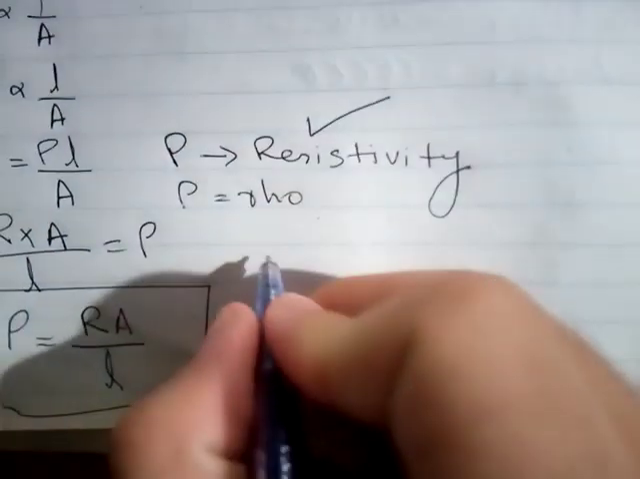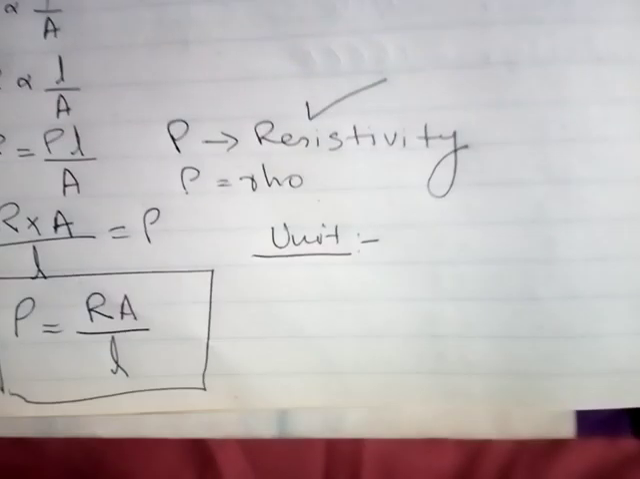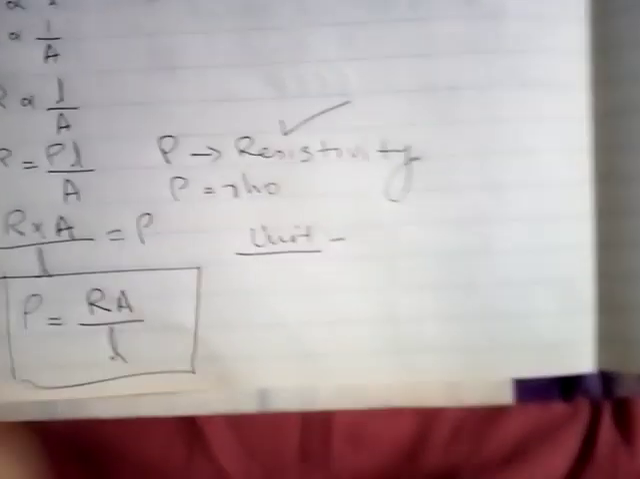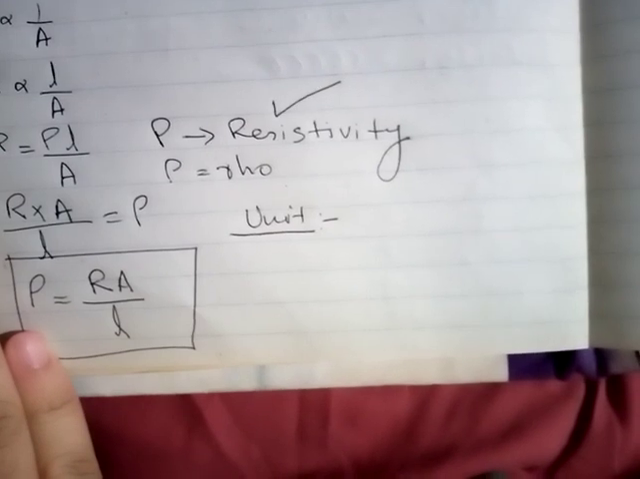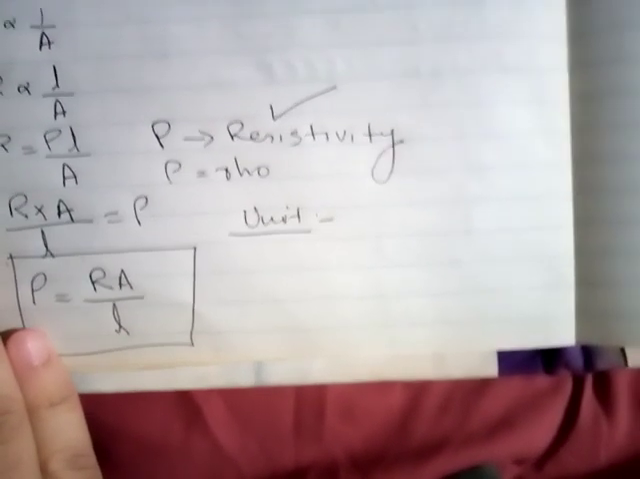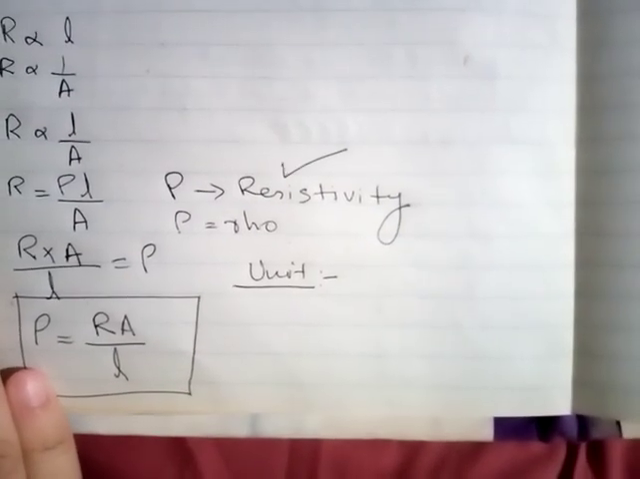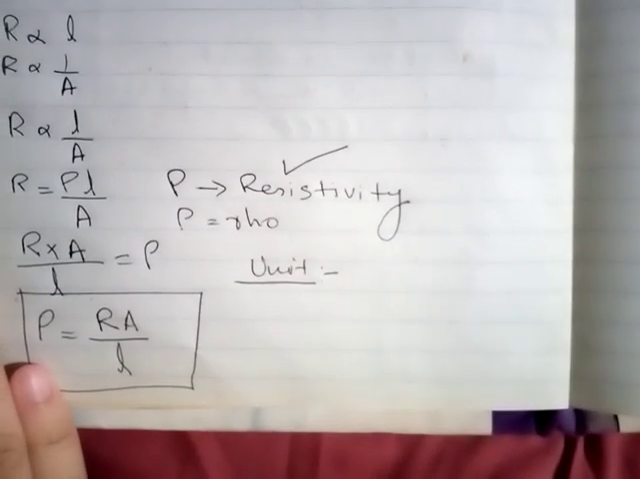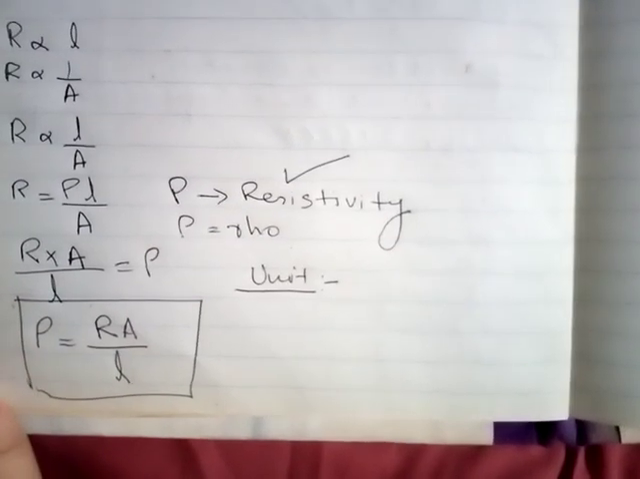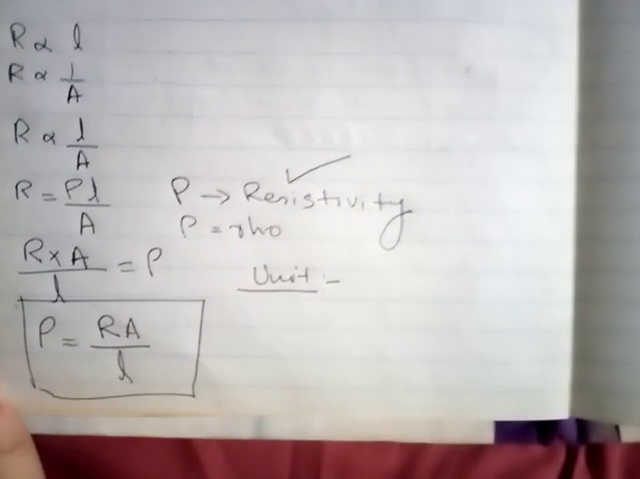Now here I will derive the unit for resistivity. Remember, there are two types of units. The first type is standard units, which is called the SI unit, System International, and the other type is derived units. Derived units are derived with the help of a formula or equation. Here the unit of resistivity will be derived from this formula, RA upon L.